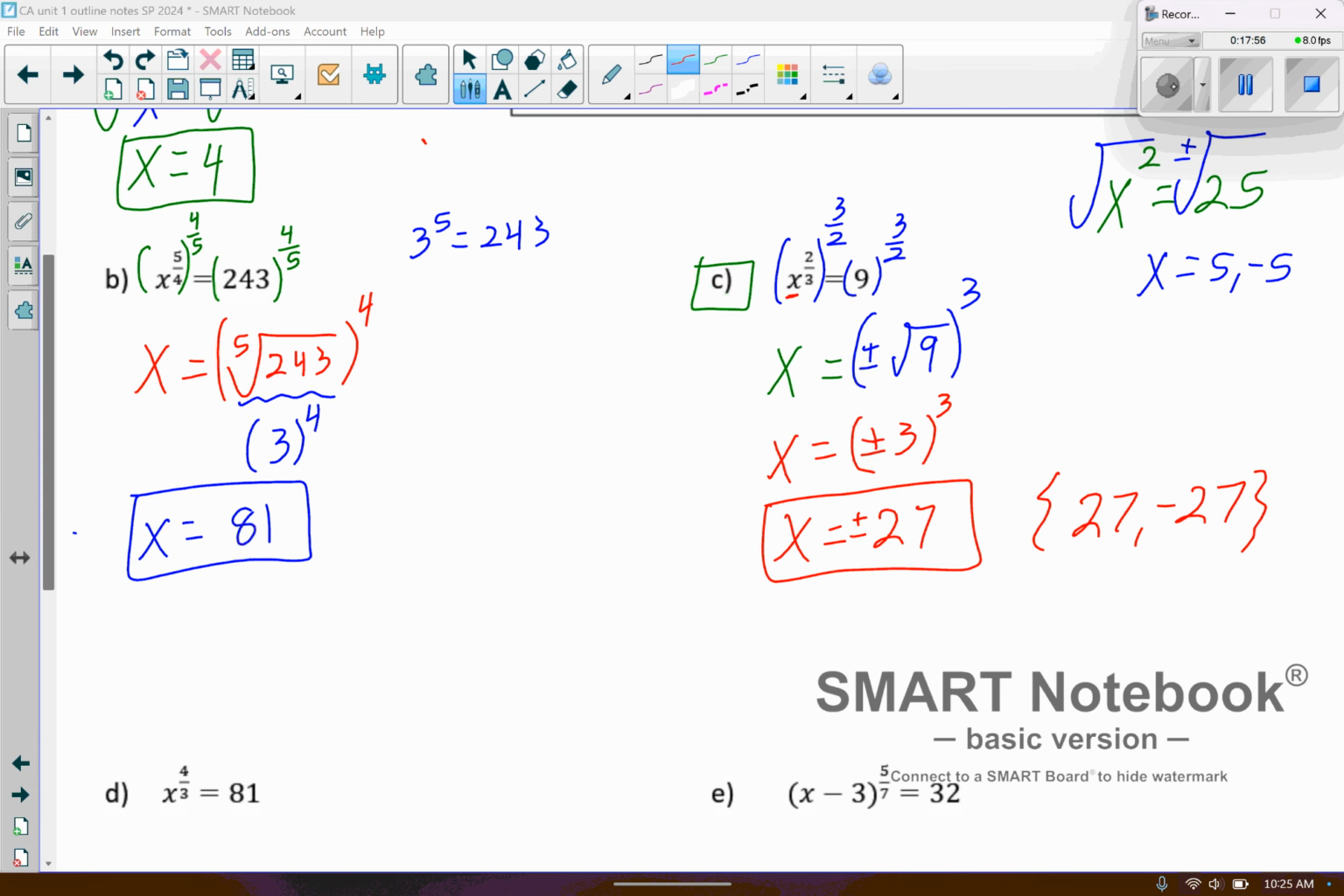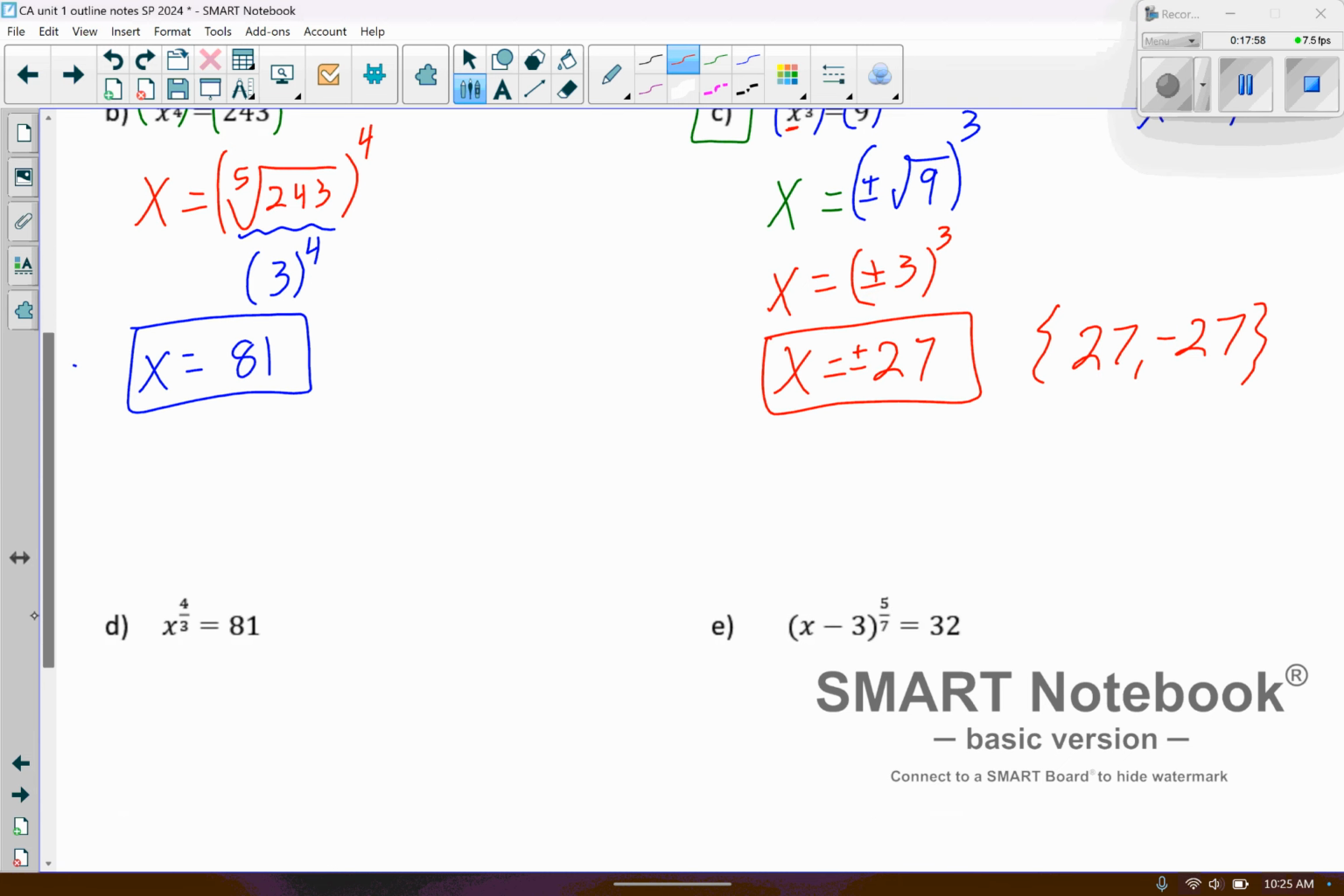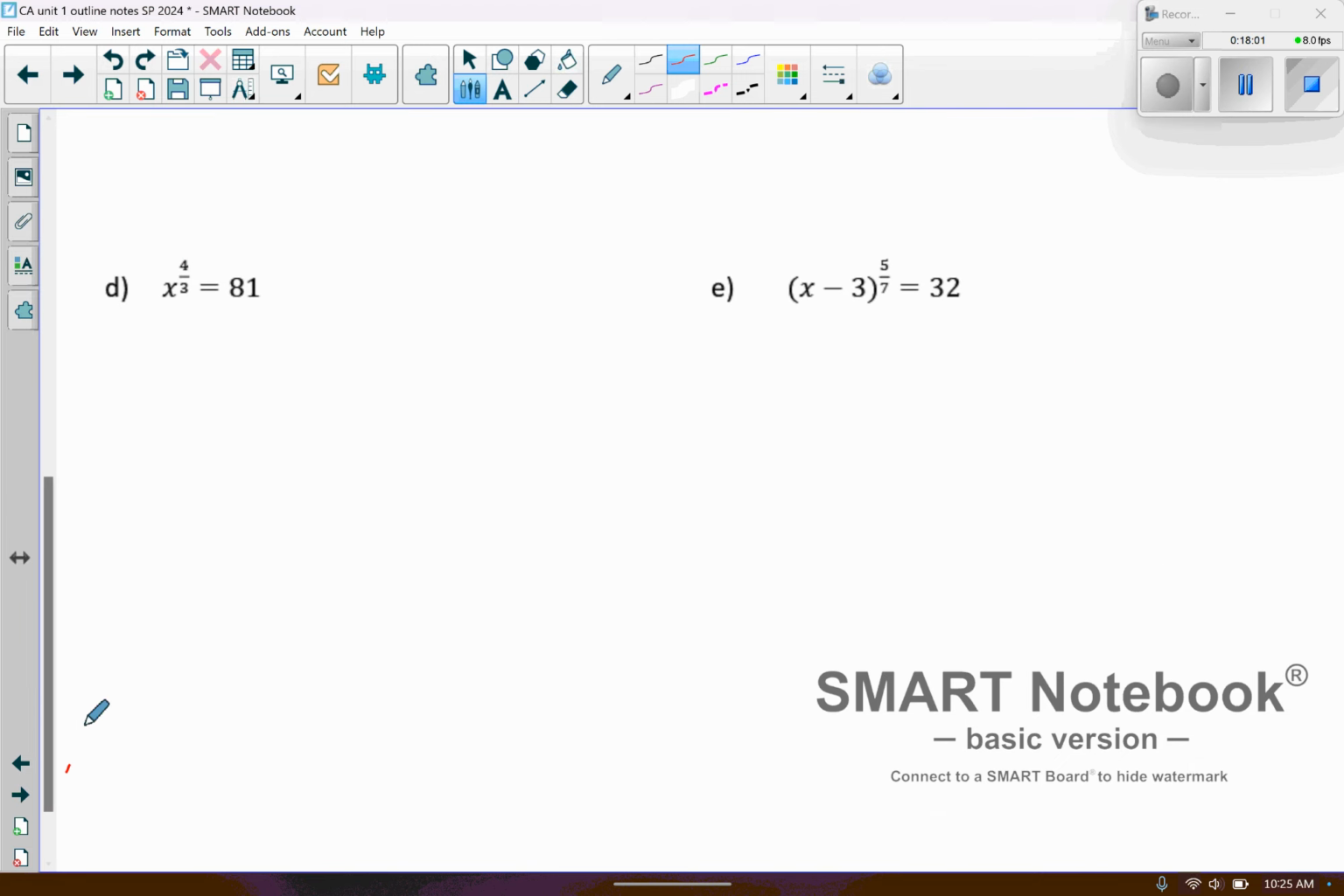All right, let's try another one that's pretty similar to what we just got done doing. So I'm going to raise both sides to the power of 3/4. Raise this side to the power of 3/4. And so on the left, that just simplifies into an x. And then on the right, oh, I'm taking the fourth root. It's an even root. So I have to put the plus or minus, and then it's going to be the fourth root of 81, and then raised to a power of 3 once we simplify that.